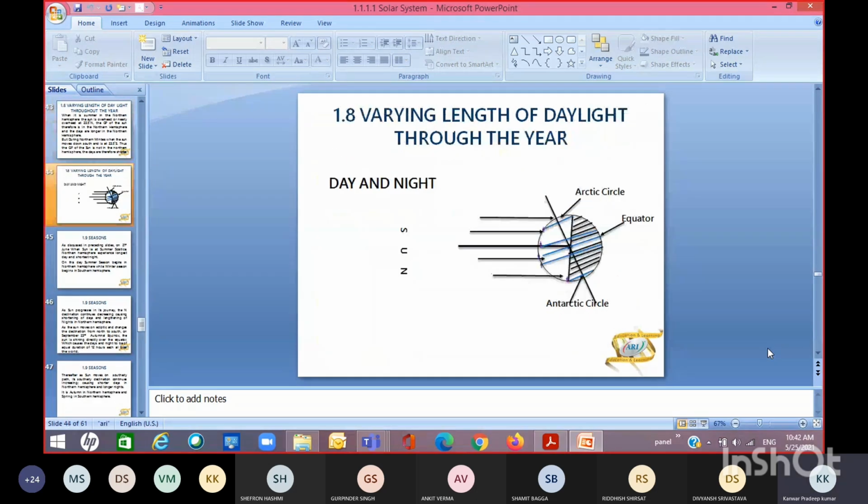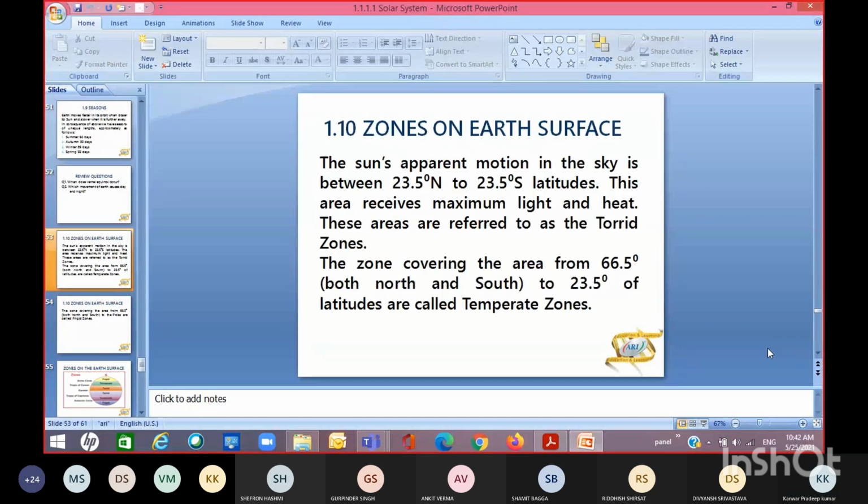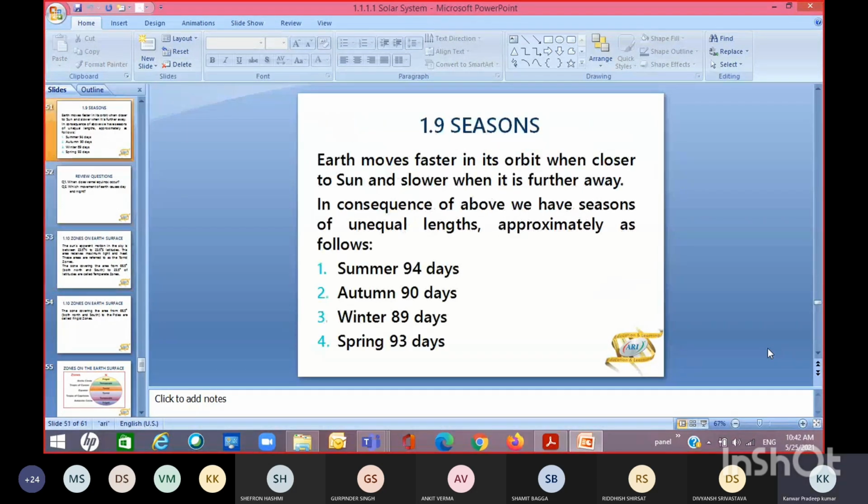There's no other new slide over here. All these we have seen. This also explains the fact that the path of the sun is not circular, or the earth, whatever you want to say, that it is elliptical.